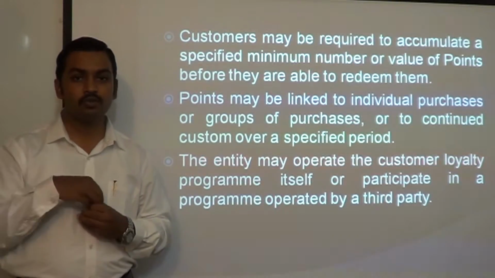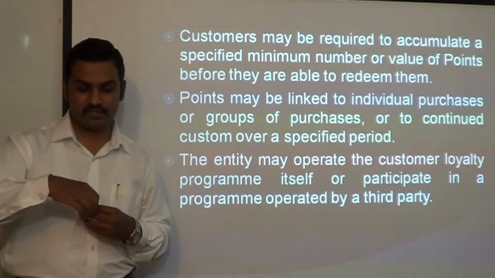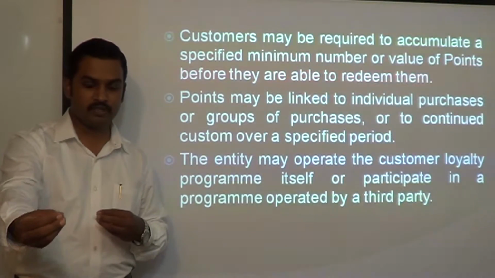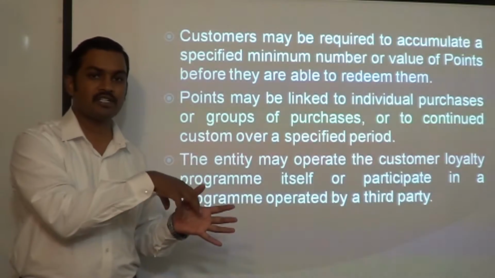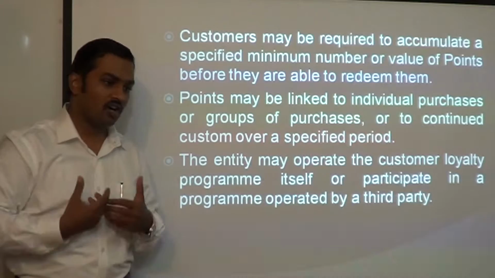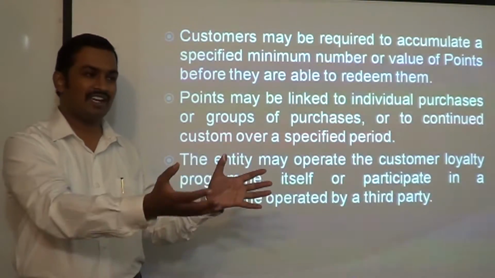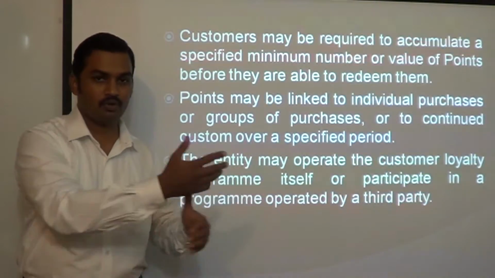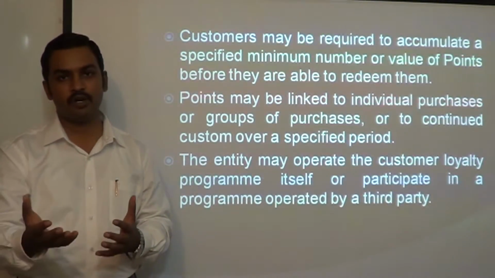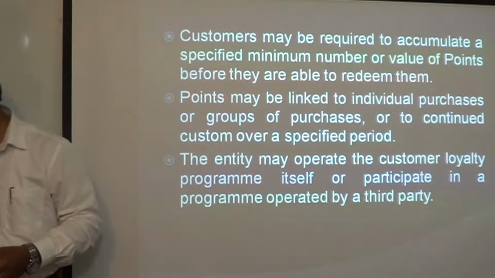When a customer buys goods from us, uses our services or uses our resources, we grant him some points. In future he can use these points to get some goods or services for free from us or at a discount from us. Or sometimes we grant the points but the customer can get the rewards from a third party. How to do the accounting for these points when they are granted and when they are redeemed is what we are going to discuss in this particular standard.